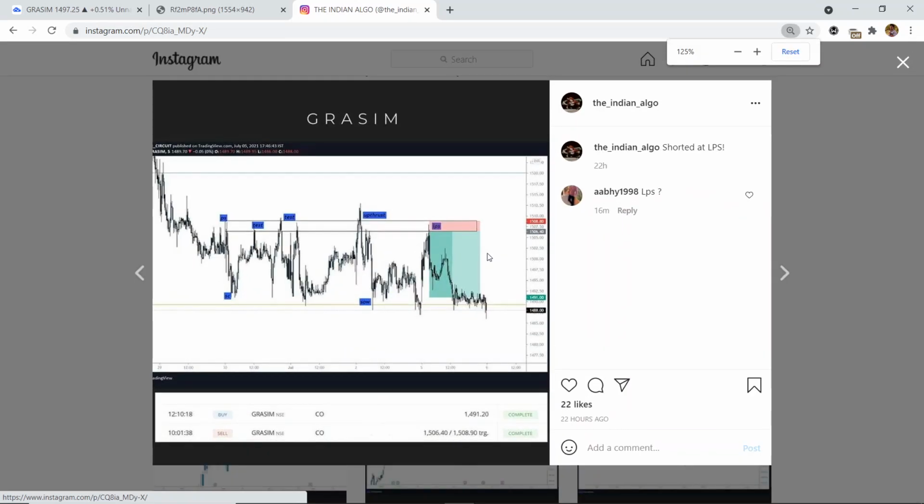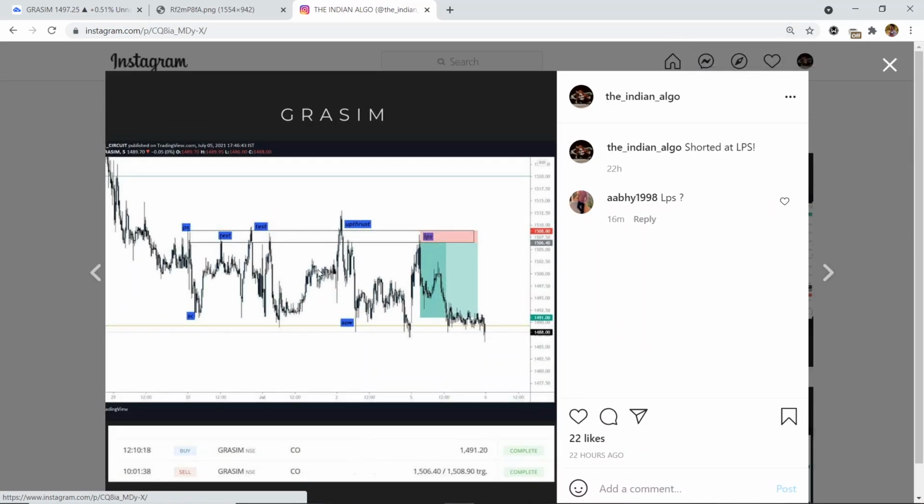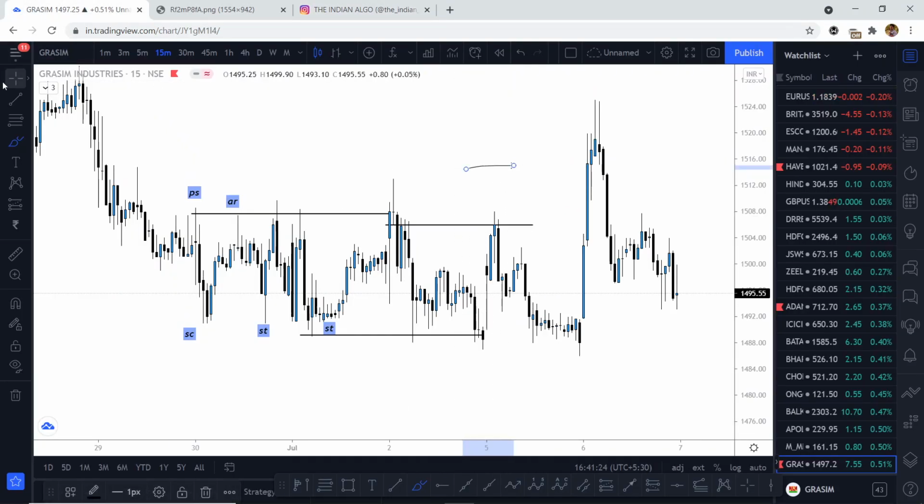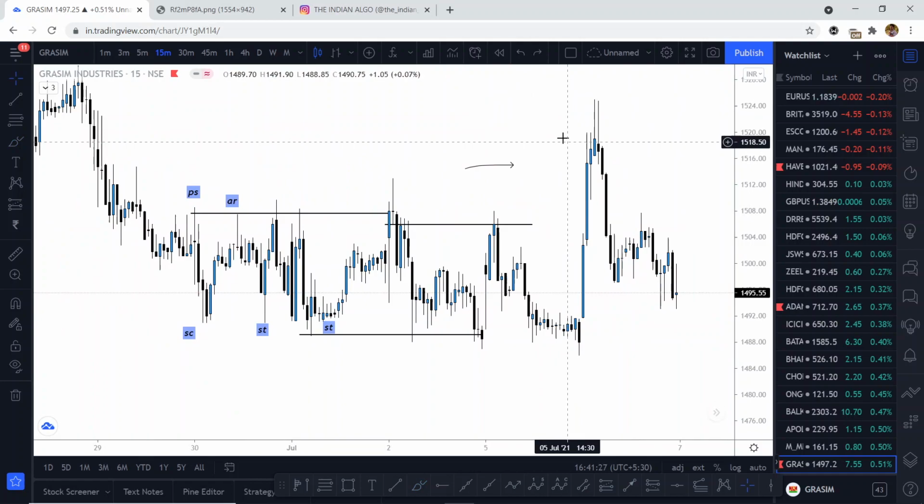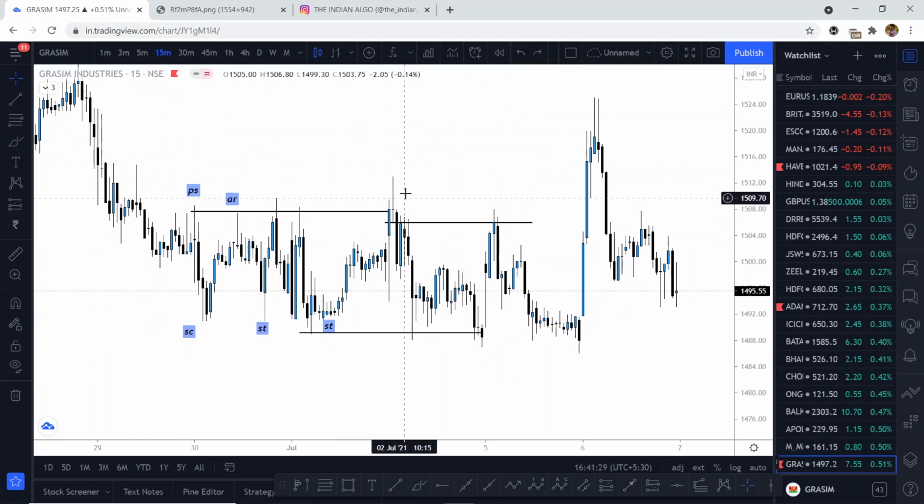So this is the entry that we have here: PS, SC, test, SW, upthrust. So this was the upthrust, right? I'll remark these things for you. Just as we understood, this was actually a liquidity hunt to the upside.